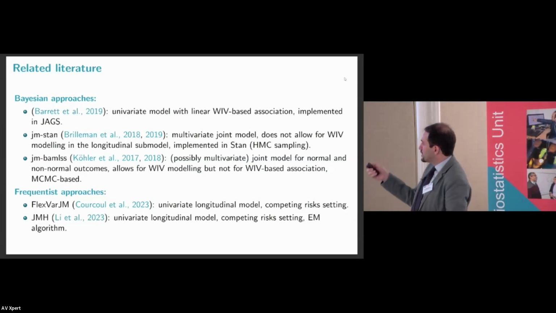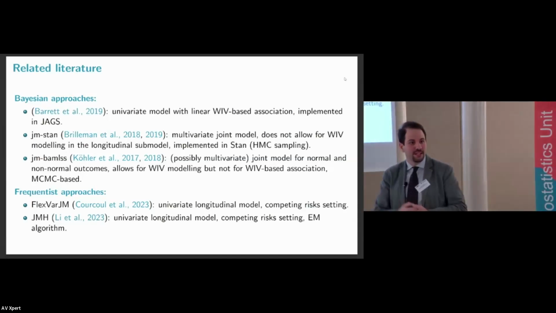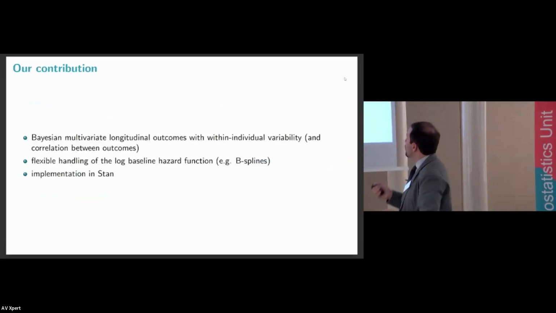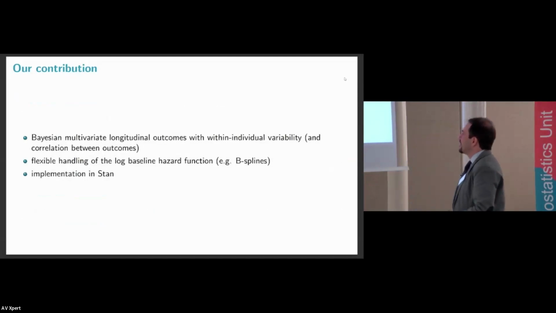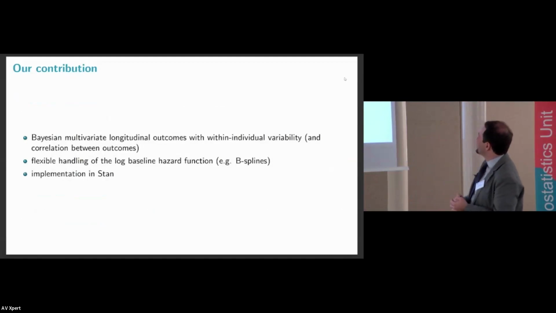And then on the frequentist side, we have what Helen presented in FlexVarJM and the JMH. And in particular, as Helen said before, they're working on the setting with the univariate longitudinal marker and competing risks. So what I'm trying to do here is a variation of all of this, essentially going with multivariate longitudinal outcomes. In particular, now I have M, the number of outcomes, equal to 2, because bear with me, and then within individual variability and the correlation between the outcomes controlled through that.